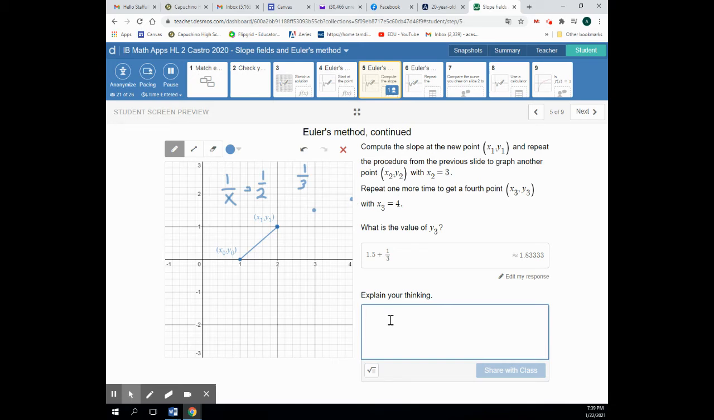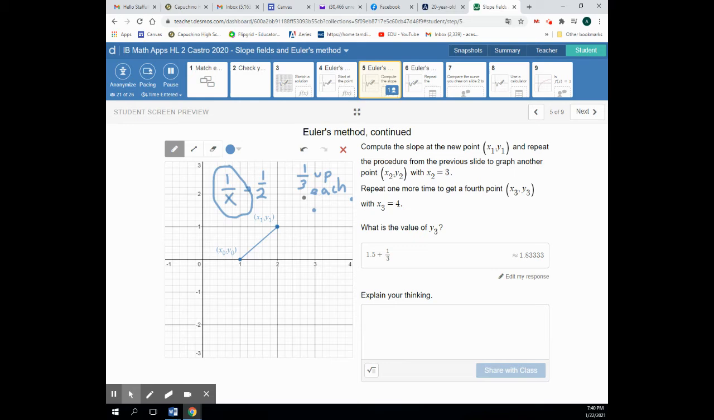Okay, so explain your thinking. I'll let you do that. You explain my thinking. Okay, but remember, as we move along, our slope is changing because our slope is a function of x. Here's our slope, 1 over x. Our slope changes as x changes. And then also think about this, 1/3 means we go up. We're going up 1/3 each step. So each x unit. So each step.